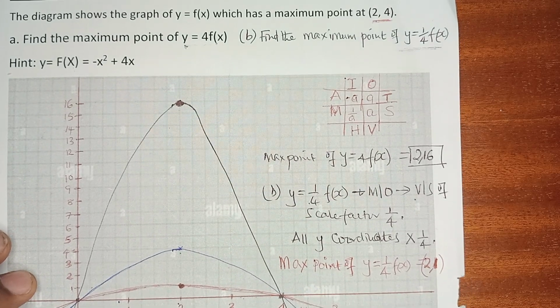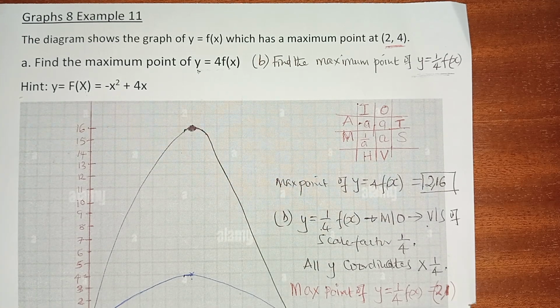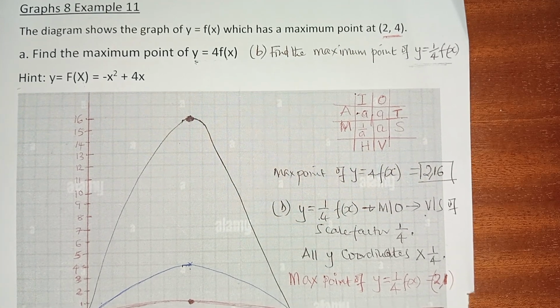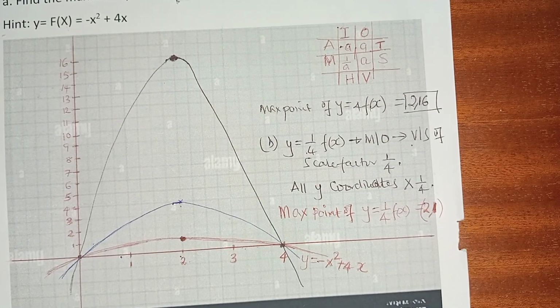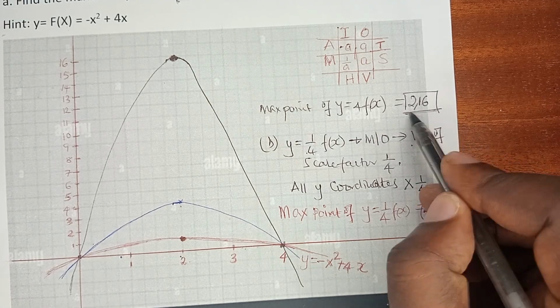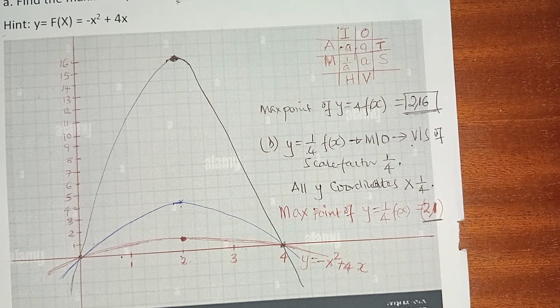Again, as you can see, this is transformation at another level, which is actually stretch. We have come up with a graph that requires that we answer those two questions. This is the maximum point of part A, and this is the maximum point of part B.